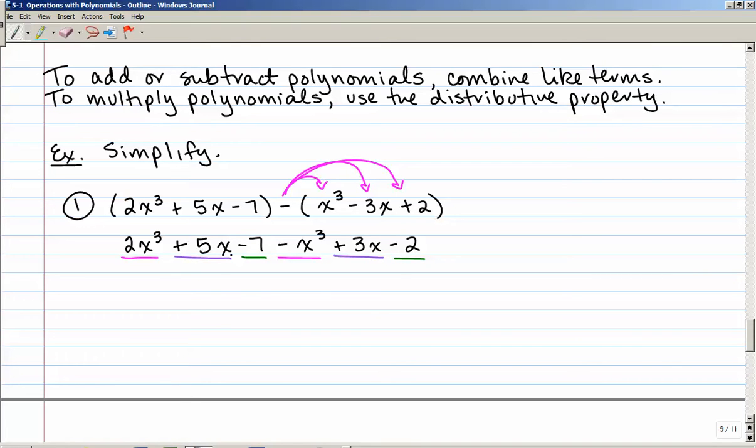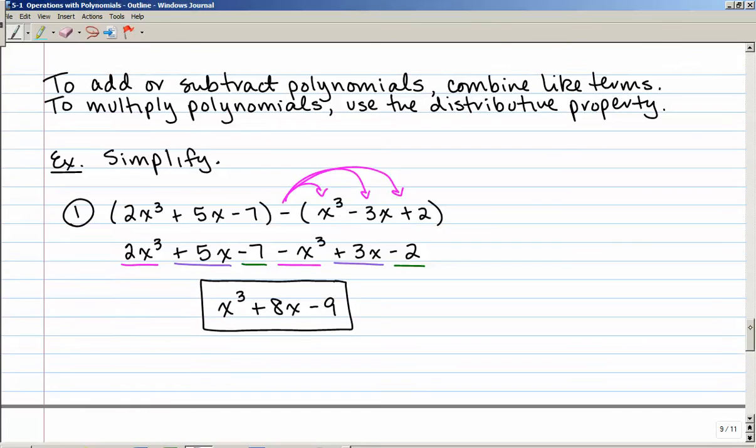So I will have 2x cubed minus x cubed gives me an x cubed. 5x plus 3x gives me 8x. And negative 7 minus 2 gives me a negative 9. So the tricky thing with subtraction is to make sure that you subtract the entire second polynomial.